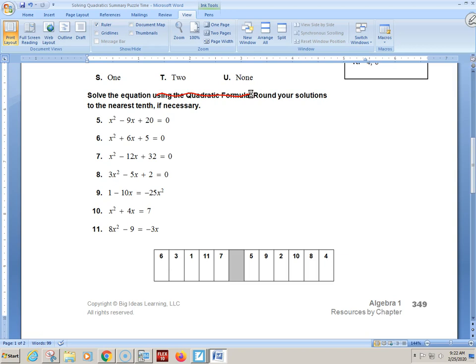But there are other methods. So I want you to solve the equation by any method, just like homework, because some of these could go quicker than others. Now hold on.